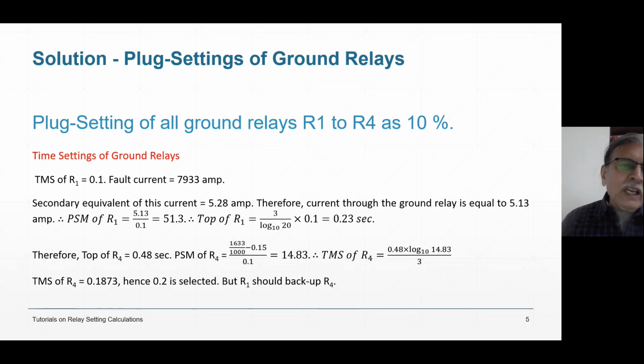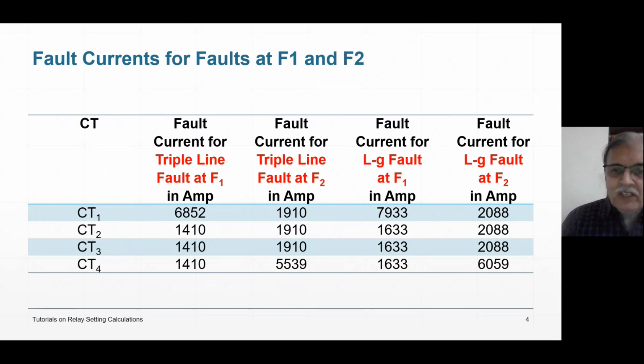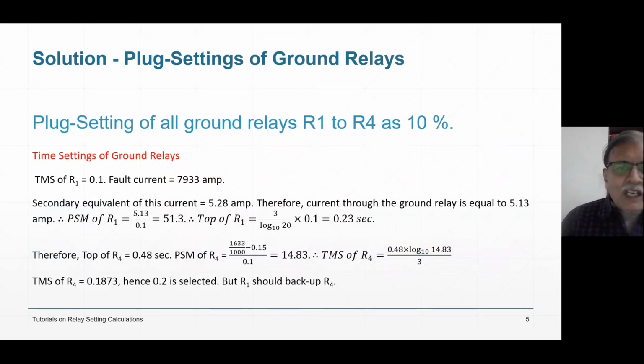Time settings of ground relays, TMS of R1: we assume 0.1 because we have to start with something. I can assume 0.05 also. Fault current is 7933 as we have already discussed. Let us check once again. 7933 for CT1. So for that 7933 fault current, the secondary equivalent, because I've got the CT 1500 bar 1, comes out to 5.28 amperes.